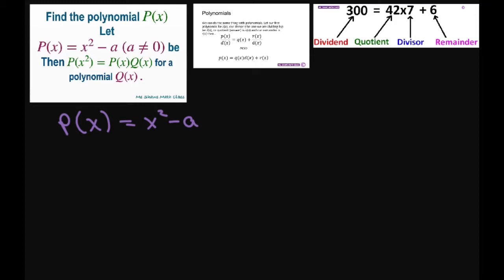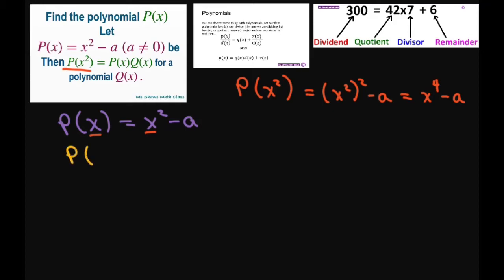Then let's look at this one here. If we have p of x squared, then that's going to equal, if you substitute in x squared here, x squared squared minus a. And that's just going to be x to the power of 4 minus a. All right. From there, we have p of x squared. Now that's going to be degree 4. So I'm going to write degree 4.